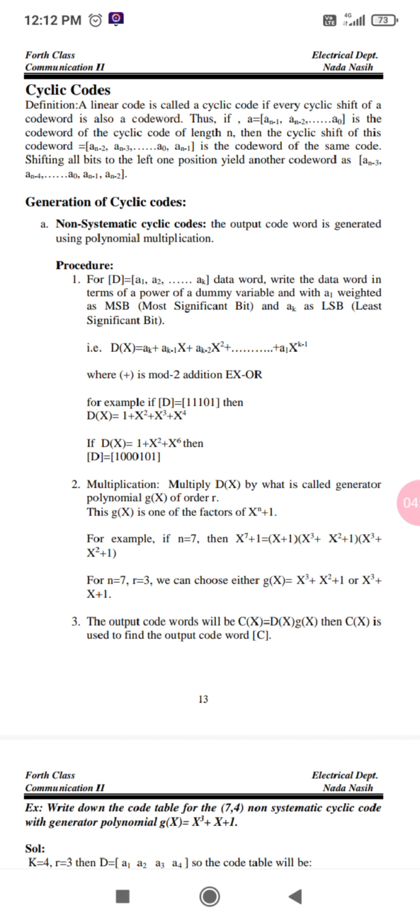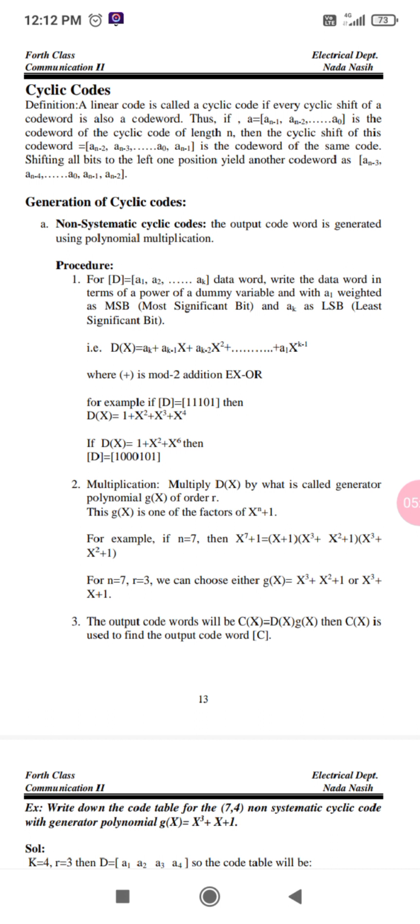Clear? For example, if d = 11101, then d(x) = 1 + x^2 + x^3 + x^4. If d(x) = 1 + x^2 + x^6, then d = 1000101. Right?